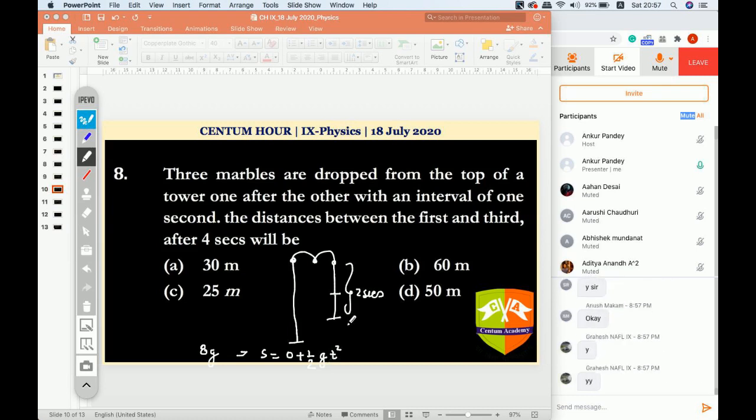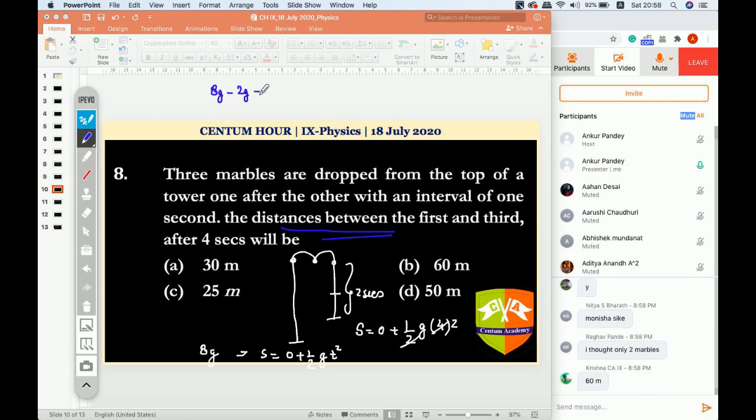Good. What is the displacement covered in 2 seconds? ut plus half at square, 2g. What is the difference between them? 8g minus 2g, that is 6g, which is 60. Got it?